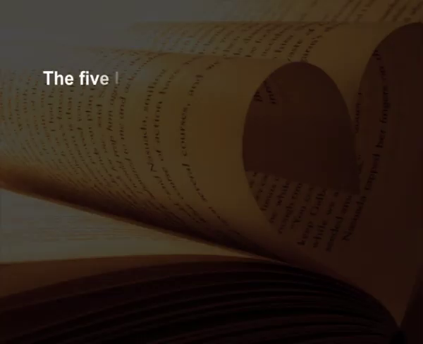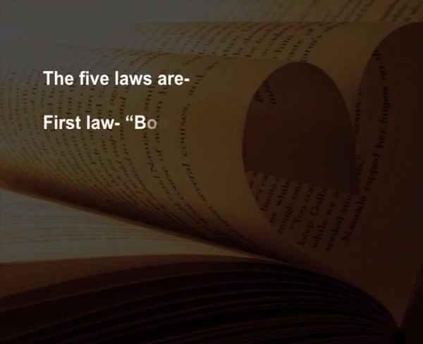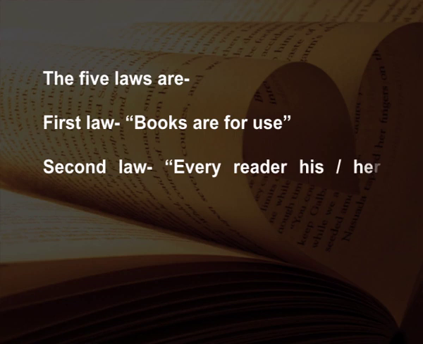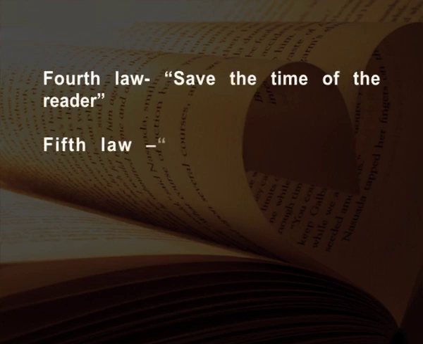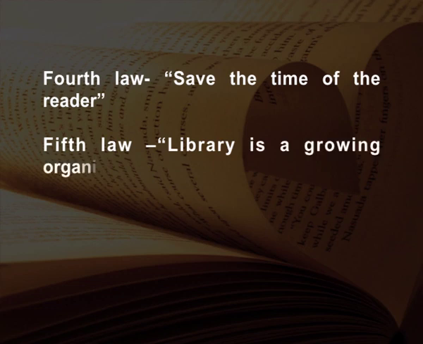The 5 laws are: first law, books are for use. Second law, every reader and his or her book. Third law, every book and its reader. Fourth law, save the time of the reader. And fifth law, library is a growing organism.